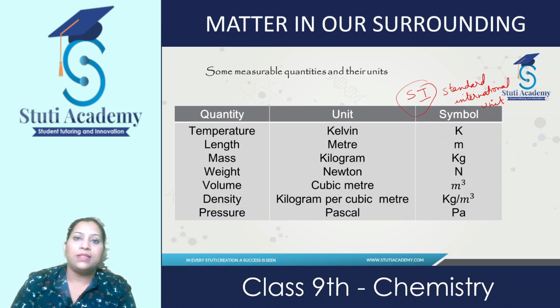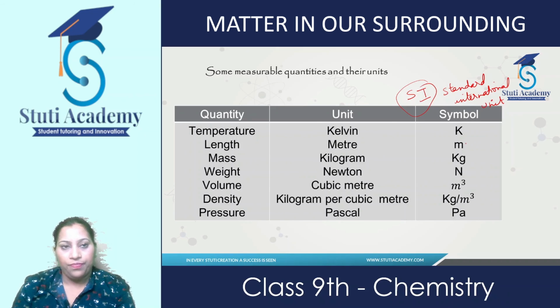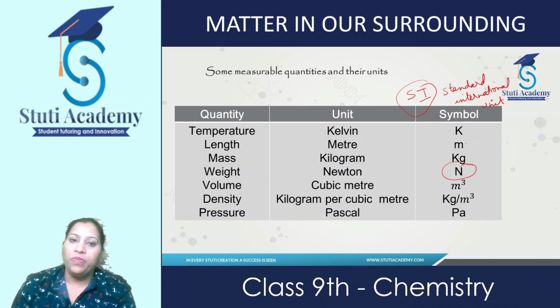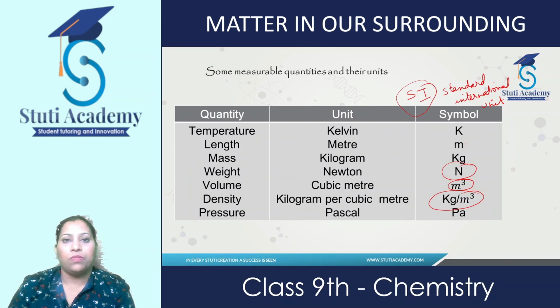Next quantity is length. Its unit is meter and symbol is small m. Mass is measured in kilogram and its symbol is kg. Weight is measured in Newton and its symbol is capital N. Volume is measured in cubic meter and its symbol is meter cube. Density is measured in kilogram per cubic meter and its symbol is kilogram per cubic meter. Pressure is measured in Pascal and its symbol is Pa.